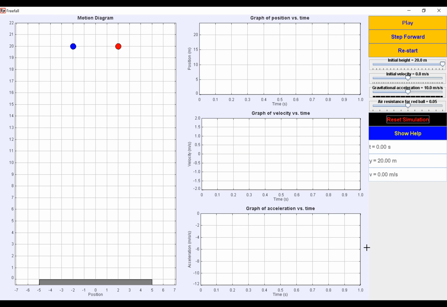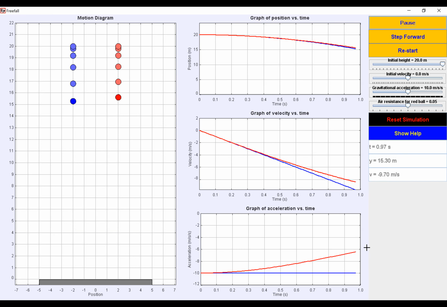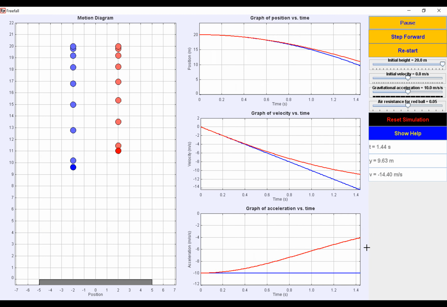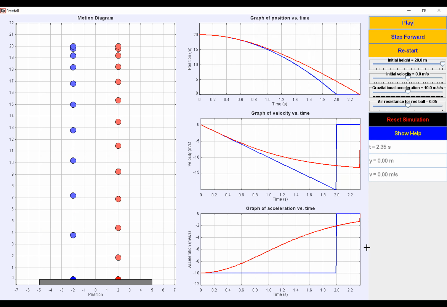Y'all ready? Play. And it plots the graph as well. And so notice it took the red ball longer, more time to hit the ground.